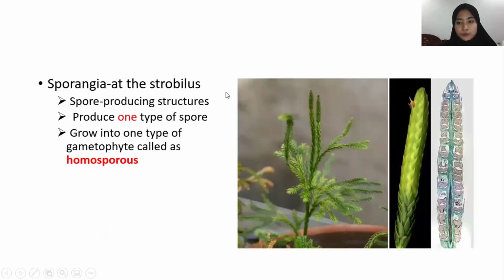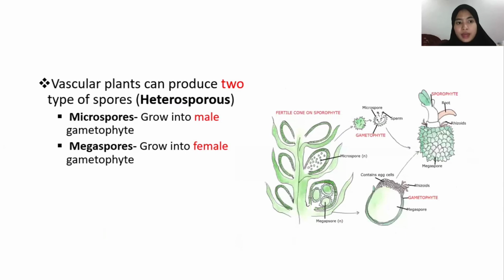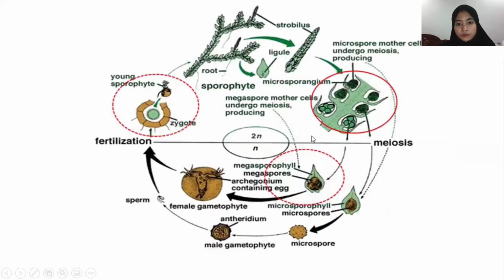Sporangia at the strobilus. If the spore-producing structure produces only one type of spore, it can grow into one type of gametophyte, called homosporous. Vascular plants that can produce two types of spores are heterosporous. It has two types: microspores, which grow into male gametophytes, and megaspores, which grow into female gametophytes. This is the reproduction of megaspores and microspores.